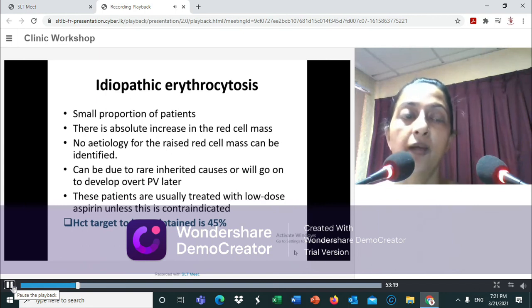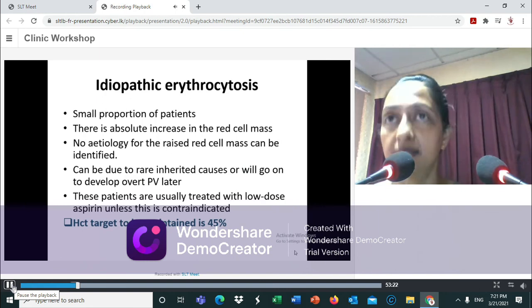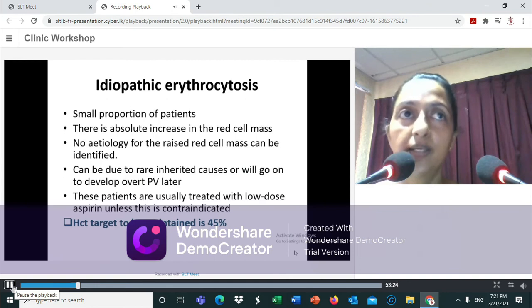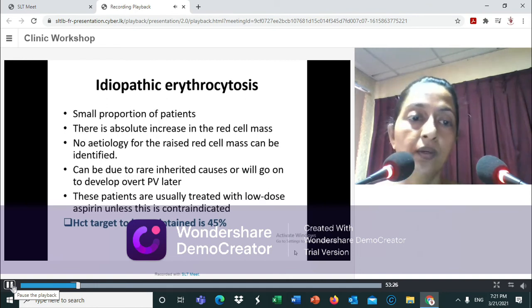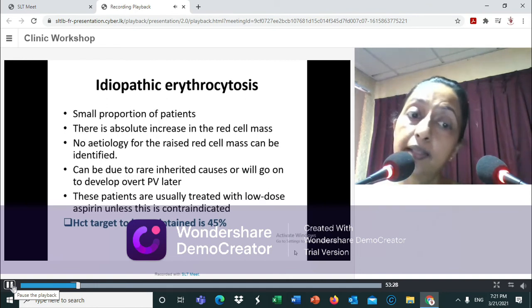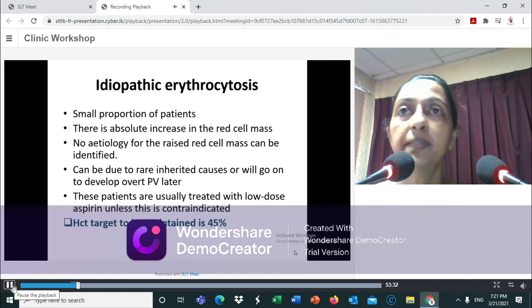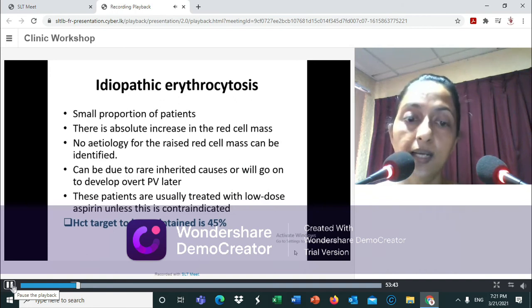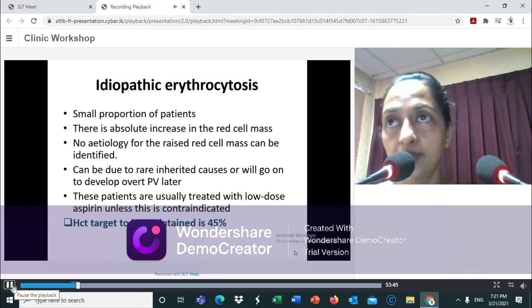So these can be either due to rare inherited causes where we do not have facilities to test for them, or they will go on and develop polycythemia vera later, maybe the initial stage. So these patients are usually treated with low dose aspirin unless it's contraindicated, and the hematocrit target to be maintained is 45%.